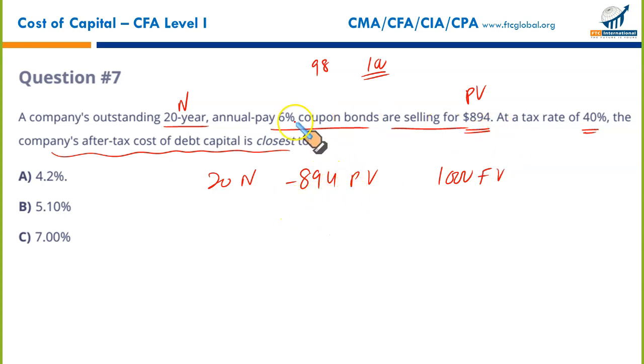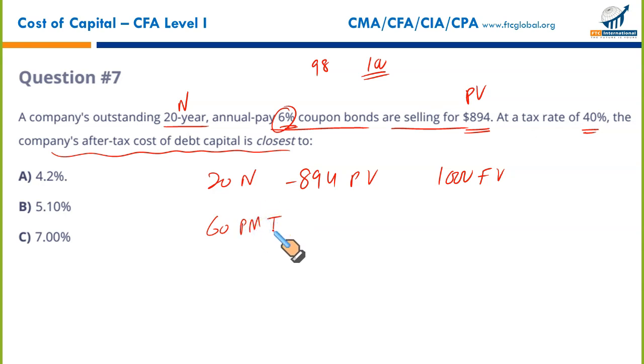What is the interest rate? Remember, ladies and gentlemen, interest is paid at the coupon rate, the stated rate, but discounting is done at the yield. That's an important point to remember. Most of the students make this mistake. So the payment on a $1000 par value bond at 6% is 60. So your payment, PMT, is 60.